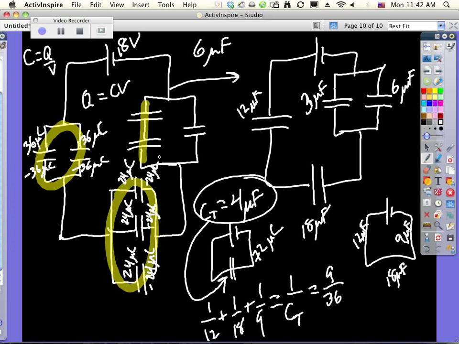So that's going to give me 48 microcoulombs of charge there, and 24 microcoulombs there. And then this will be negative 24, this is 24, this is negative 24, and this is negative 48.